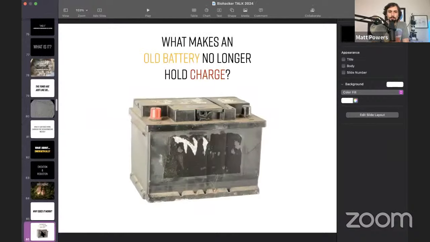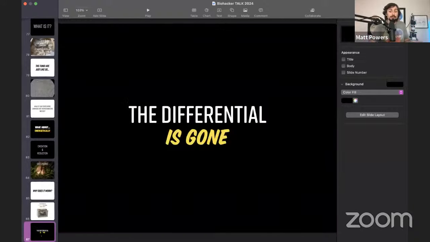Do you guys know how an old battery no longer holds its charge? It's because one side of the battery has one thing and the other side has another thing. And then when they combine, there's no longer a difference between them. So salt collects on the metal part, and you can shock that battery and remove all the salts. You know what I'm talking about? Okay, the differential is gone.